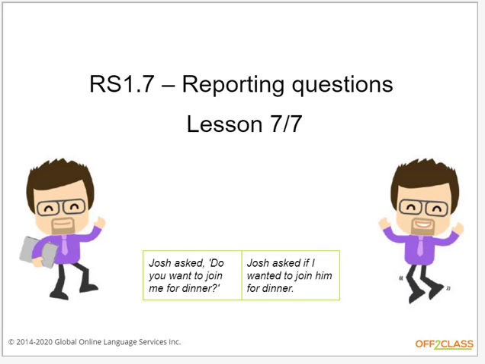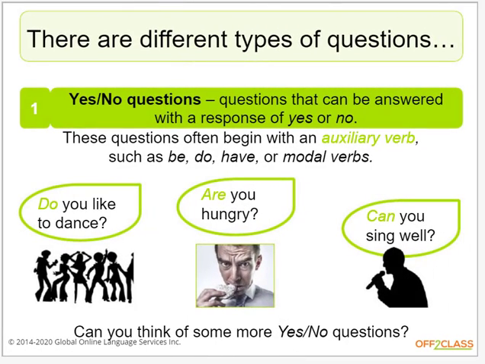So let's begin. There are different types of questions, like yes/no questions. These are questions that can be answered with a response of a yes or a no. These questions often begin with an auxiliary verb, such as be, do, have, or modal verbs. Like, do you like to dance? Are you hungry? Can you sing well? Can you think of some more yes/no questions?